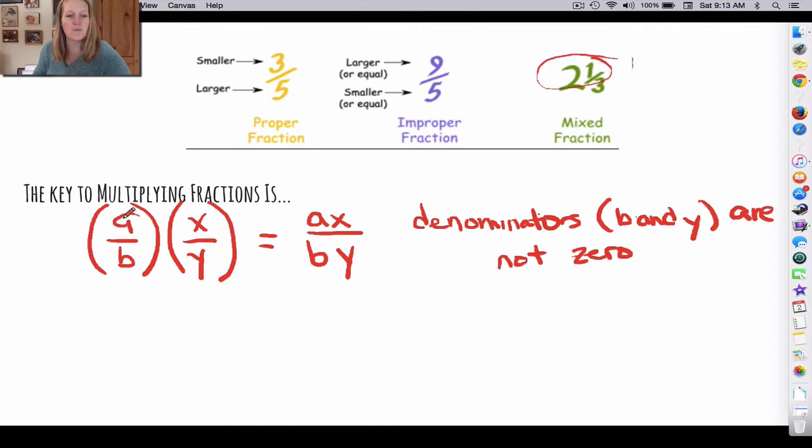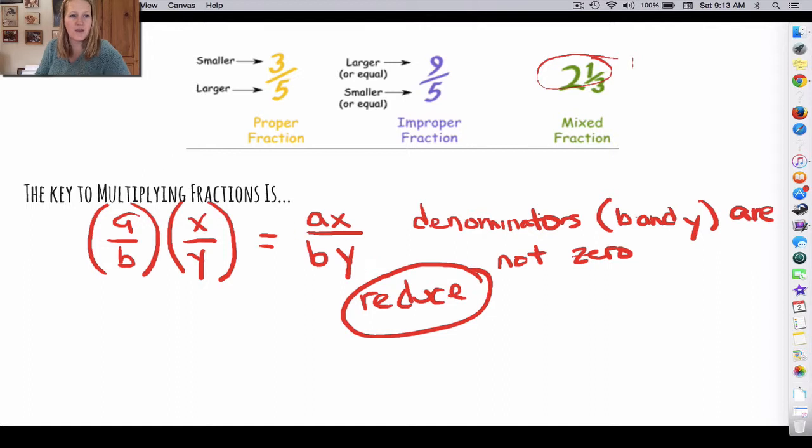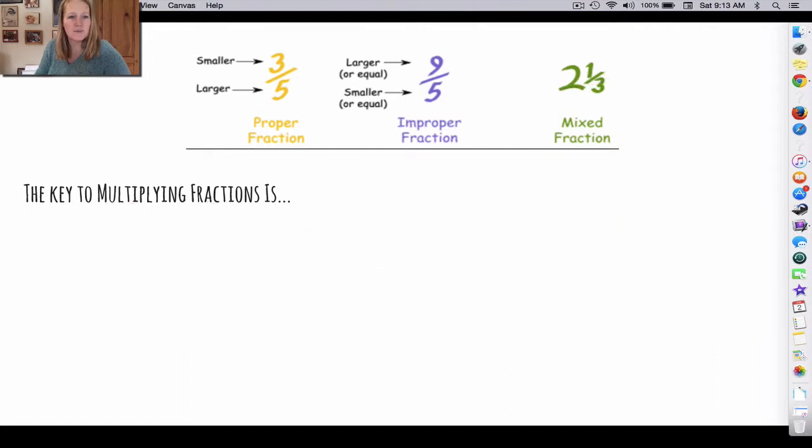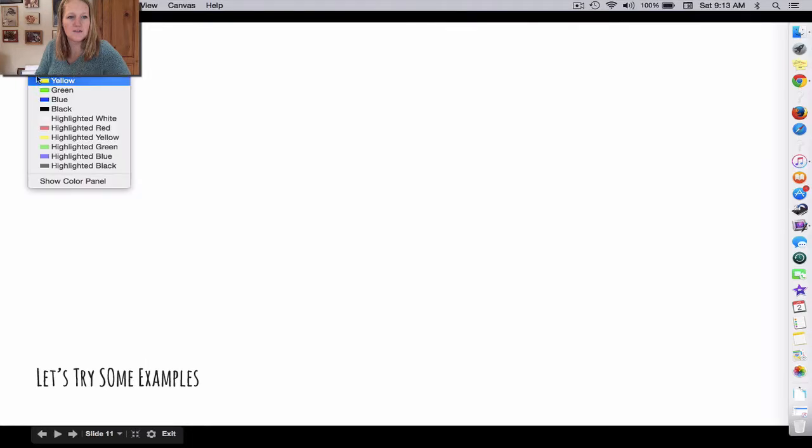So just remember, multiply the numerators, multiply the denominators, and then reduce if necessary. That's one of them that we definitely want to note: reduce if necessary. Okay? So let's look at some examples. We can switch colors if you want. We can go blue.